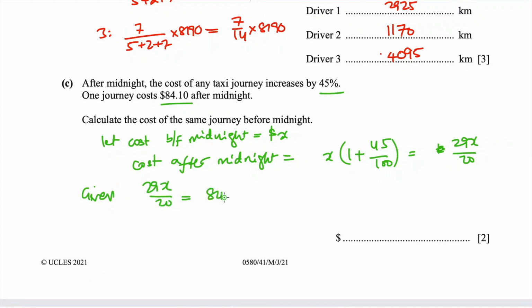is equal to 84.10. So therefore x will be equal to 84.10 into 20 by 29. And if I calculate the value, it will turn out to be $58. So this is the actual cost before midnight, but then after midnight it just simply became $84.10.